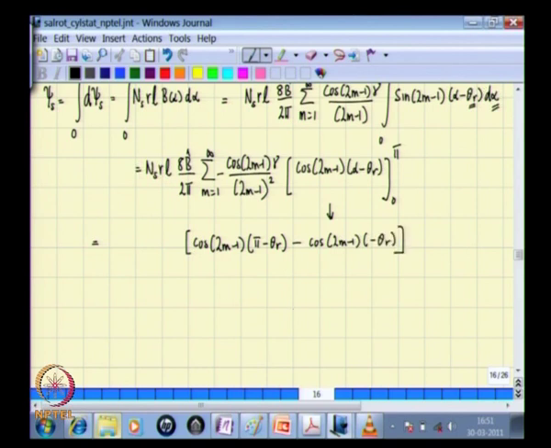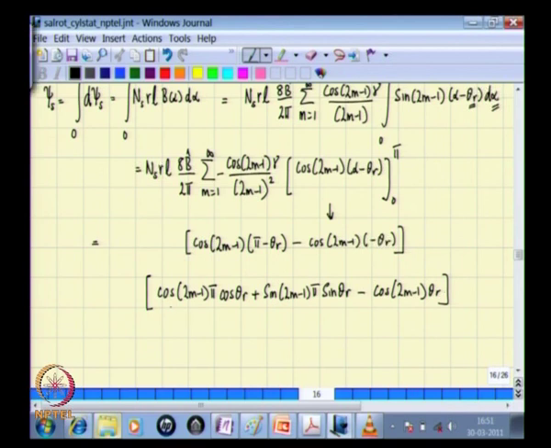That is the expression. So let us simplify this further. What you have is cos of (2m minus 1) pi into cos theta r plus sine of (2m minus 1) pi into sine theta r, that is the familiar cos (a minus b) expansion, and then you have minus cos of (2m minus 1) into theta r. Cos of minus theta is cos theta and therefore this is the expression.